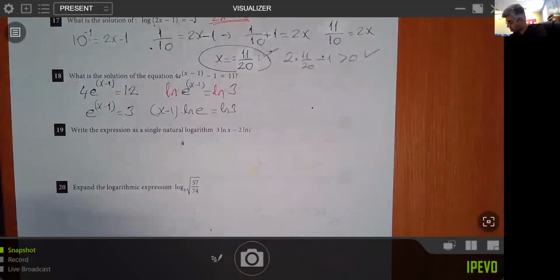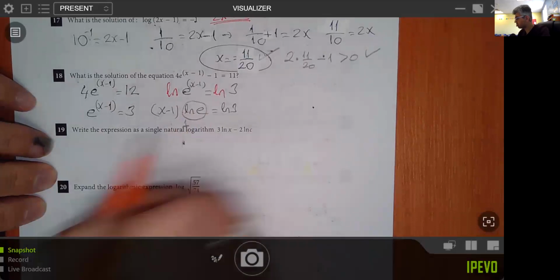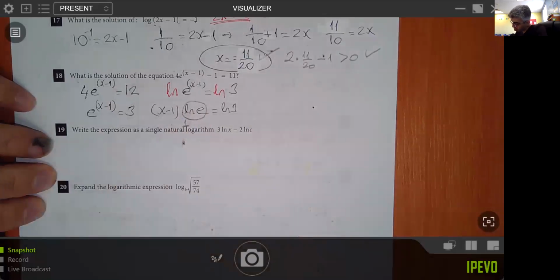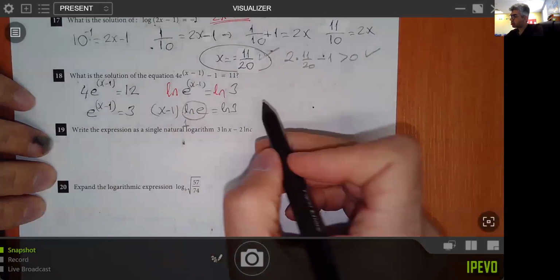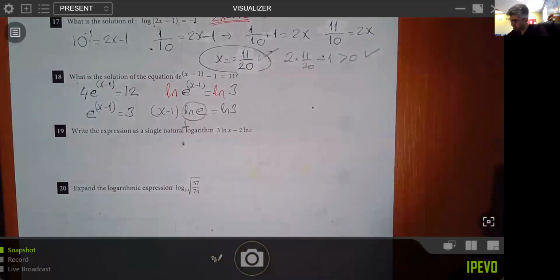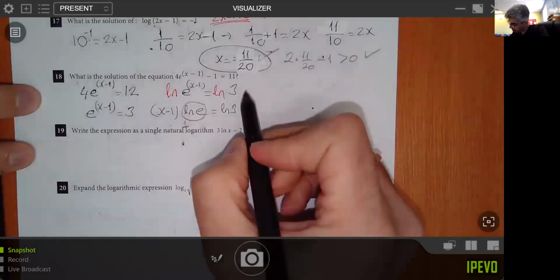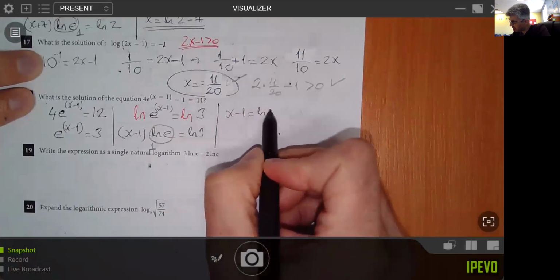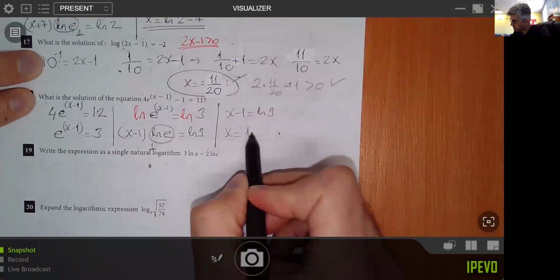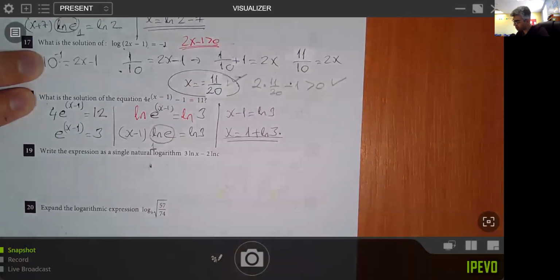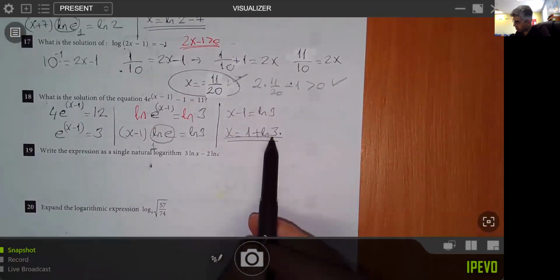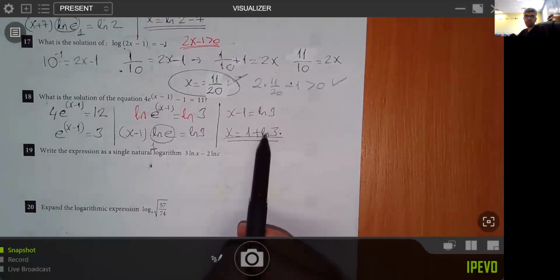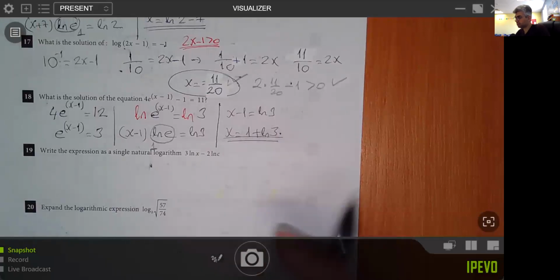And yes, you are right. We know that ln e is equal to 1. If it's equal to 1, I have x minus 1 equals ln 3, and x equals 1 plus ln 3. Okay, this is the answer. So again, up to the answer options, it may be the answer, or you have to find the ln 3 value in your calculator and add that value to 1. That will be the final answer. Okay, is it clear?